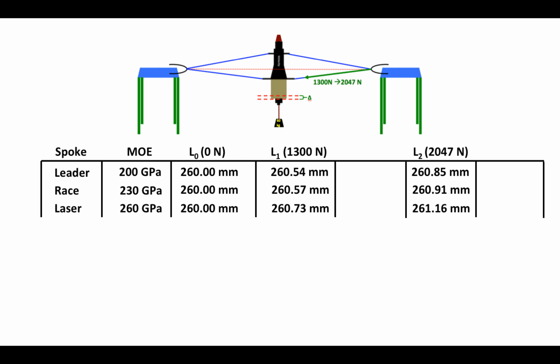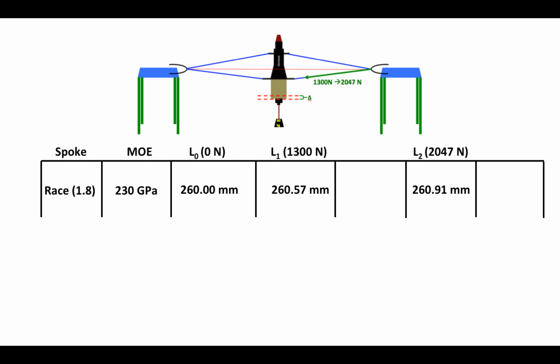Let's do one more thing. We'll go back and take a look at this table, and specifically the Supreme race spoke. How would my race spoke of 1.8 millimeters of diameter compare to an aluminum spoke with 1.8 millimeters diameter when it only has an elastic modulus of 70 gigapascals? If it starts out at 260 millimeters, how much would it stretch at 1300 newtons and then at 2047 newtons?